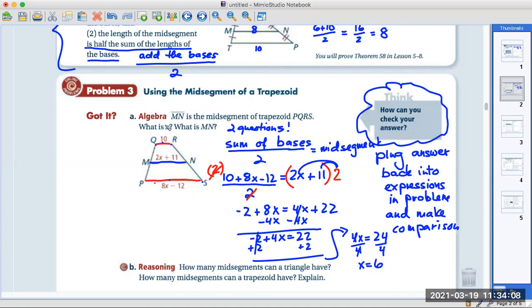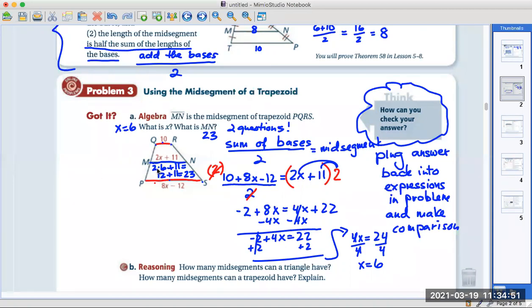So we found x. That's the first question. 24 divided by 4 is 6. What is x? x equals 6. Now we have to find MN. 2 times 6 plus 11 is 12 plus 11, which is 23. Did I do that right? 2 times 6, x is 6, is 12. 12 plus 11 is 23.